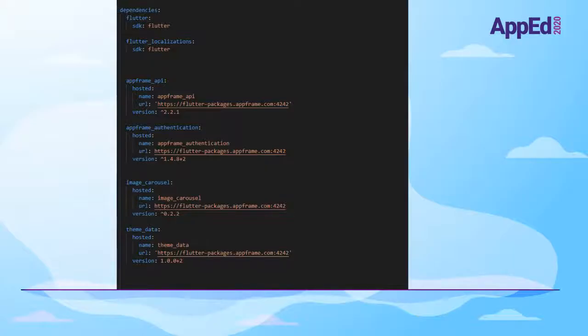To use the packages in your project, you need to add them to your pubspec.yaml file that is found in the root of your project folder. This works a little bit differently than if you were to install something from pub.dev. So here you need to define the host name, the host, the name of the package, and whatever version you want to use.